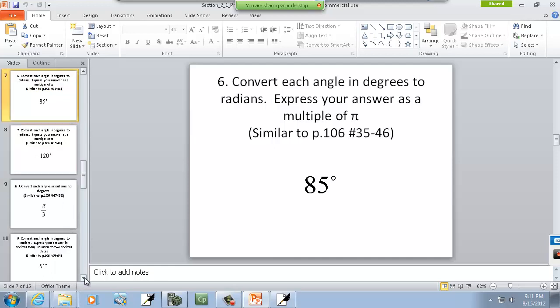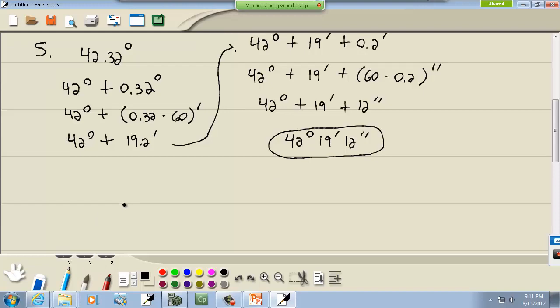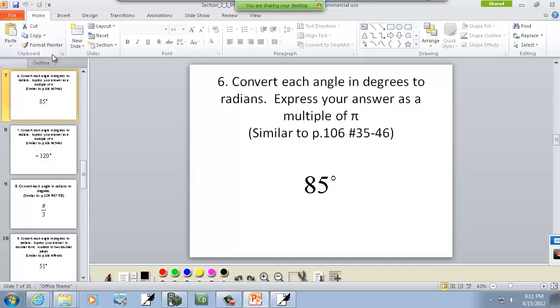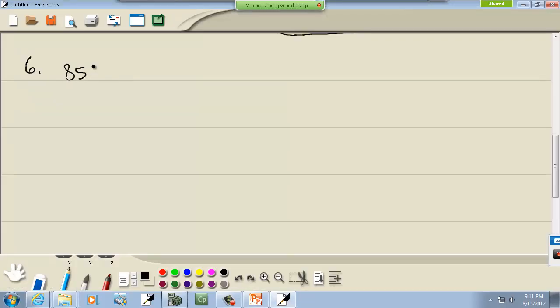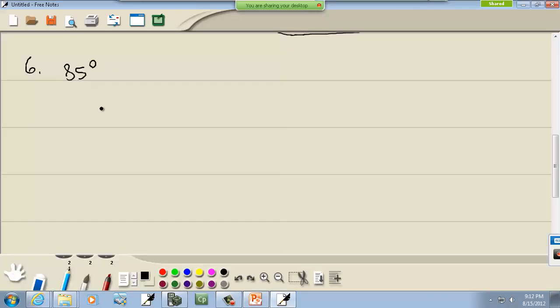Now, these next problems are asking us to do a conversion from degrees to radians. I could give you a formula to memorize, but I'm going to really approach these with dimensional analysis. And so let me write this problem down. I like dimensional analysis because it doesn't require much thought. You don't have to sit there and memorize a formula. Okay, so convert degrees to radians. Express your answer as a multiple of pi, which means no decimal places. And pretty much in trig, we don't want decimal places unless it specifies.